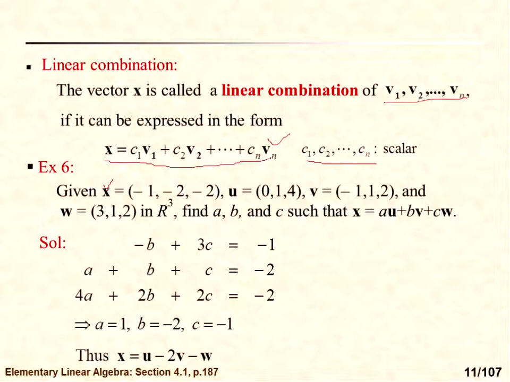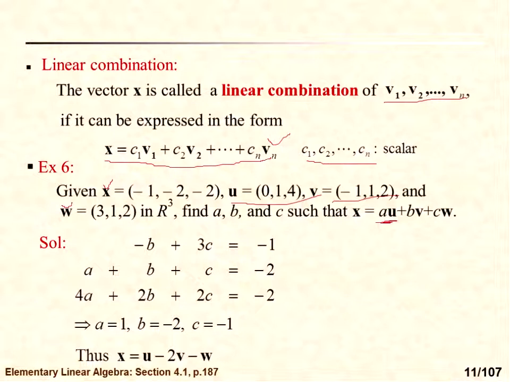Here is given a vector x in 4 dimensions, and this is a vector u, this is a vector v, and vector w. Three vectors are given, u, v, w in R3. Find a, b, c such that x is equal to au plus bv plus cw. These things are given, and the question is to find the values of a, b, c.